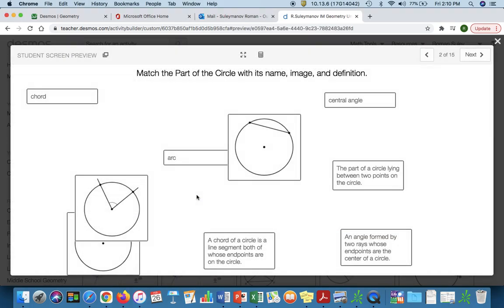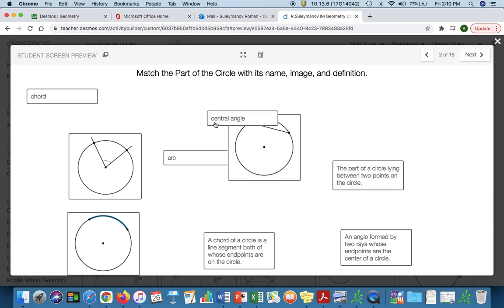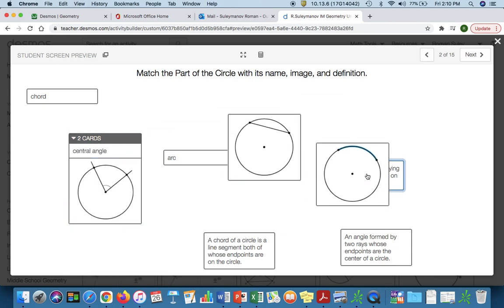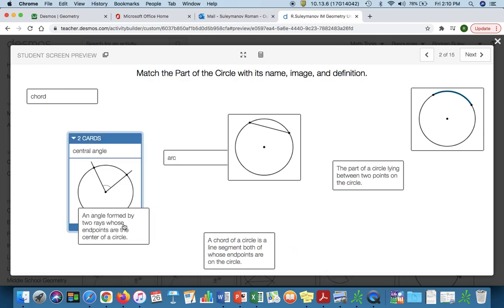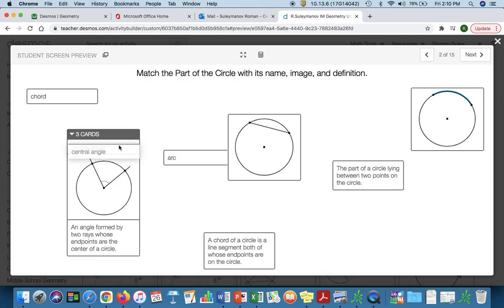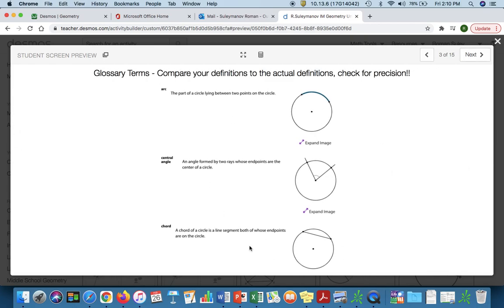So, the first launch would be a matching activity where you would ask students to make sense of the structure of an image and match it up with the name of the image, and then following that, the definition. And as students create the matches, you can then ask them to compare it to the answer key and check for precision, which would be a great idea for discourse within a classroom.